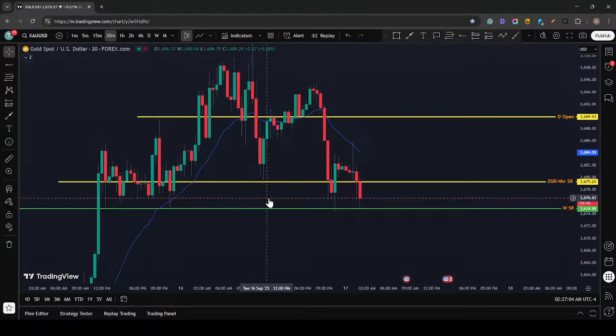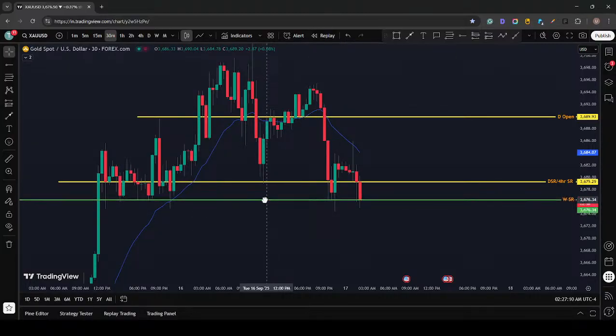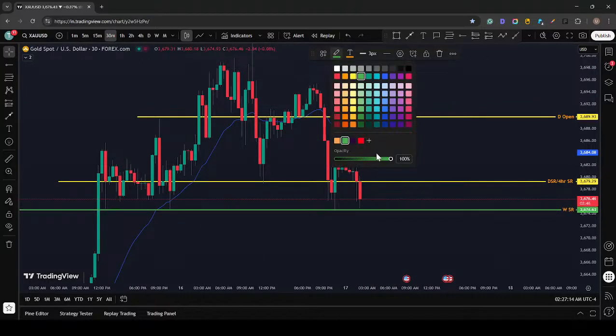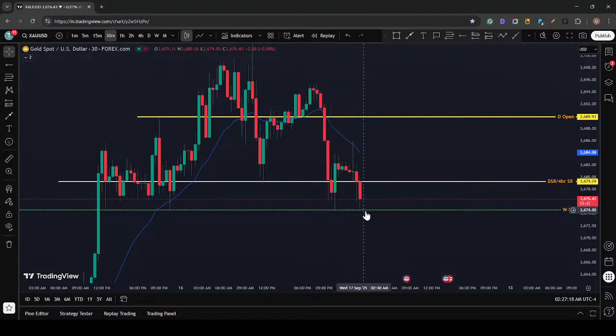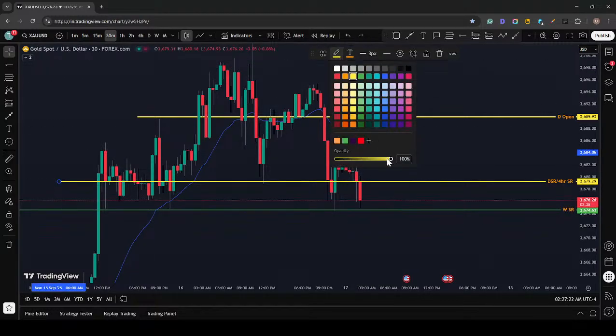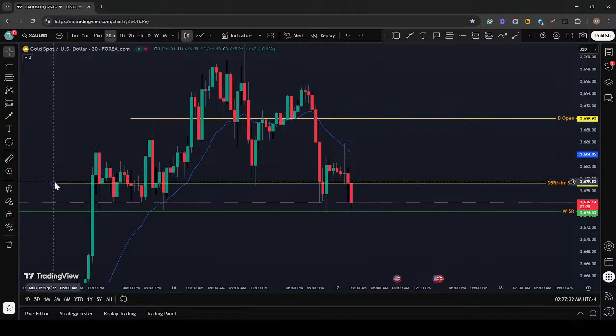What is going on at 30? You can adjust these lines. Just make it a little smaller. See, the rejection is directly coming from that WSR, the weekly SR zone. Guys, these WSR and weekly SR in the beginning will be overwhelming when you don't know how to draw them and how to use them.